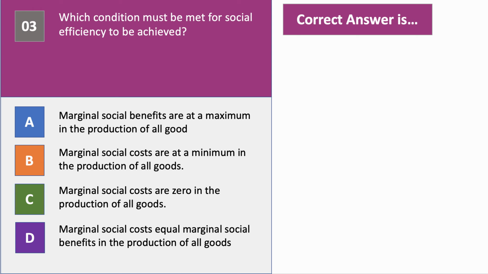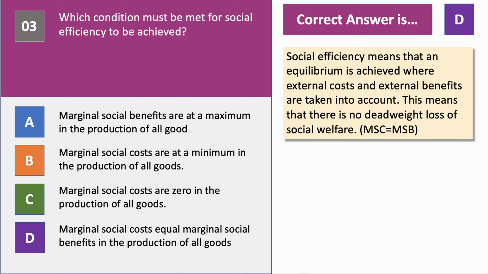Here's question 3. Have a go at this one. Which condition must be met for social efficiency to be achieved? Press the pause button, have a go, and just press play when you want to go through the answer. So question 3, social efficiency. This is to do with the marginal social cost of production, which is the private cost and the external cost, and also the marginal social benefit of production, private benefits and external benefits. And the right answer to question 3 is D.